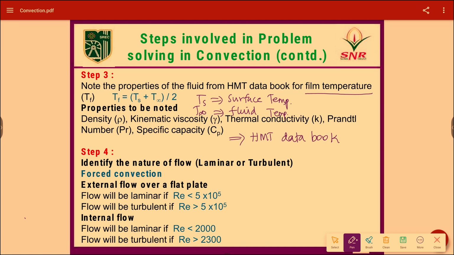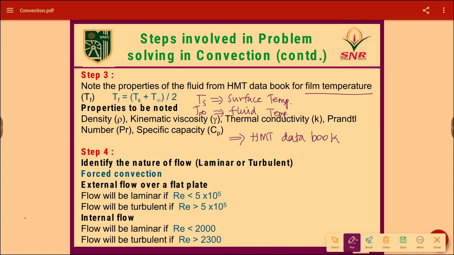The next step is identifying whether the flow is laminar or turbulent. As we have seen earlier, the convection mode of heat transfer is governed by the mixing of fluid. It depends upon how the mixing happens. In laminar flow, the mixing will be less. On the other hand, in turbulent flow, the mixing will be more.